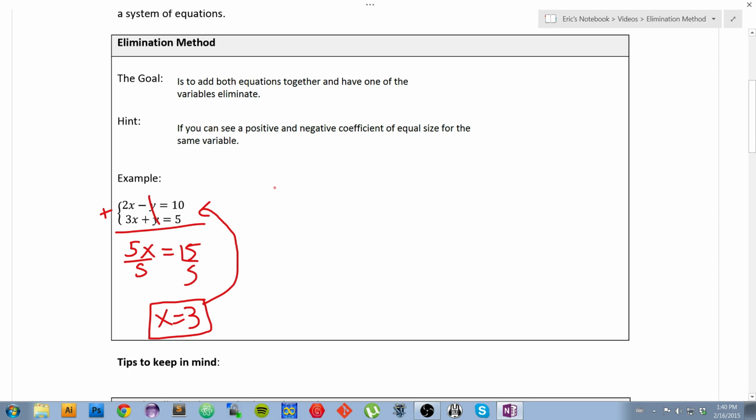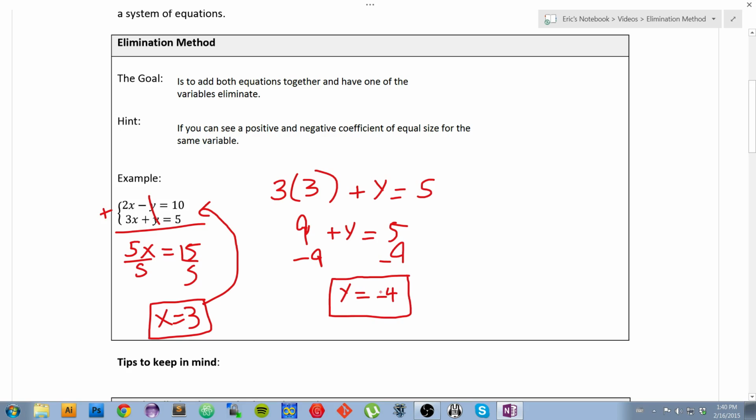I'm going to go ahead and use the second equation. So instead of writing 3x in the second equation, I'm going to write 3 times 3, replacing it with the 3. And now I'm just going to go ahead and solve this normally. 3 times 3 is 9. 9 plus y equals 5. Take away 9 from both sides, indicating that y is going to be negative 4. And there's our full answer. We have that x is equal to 3 and y is equal to negative 4.